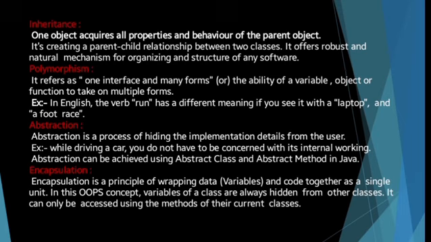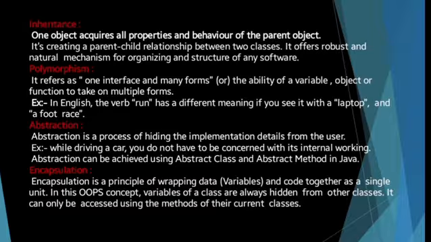Let us consider the word run. Its meaning changes depending on the context. For example, a person runs in a race. A car runs on petrol. A computer program runs on a computer. So these statements all have different meanings. So why do we use polymorphism? Polymorphism improves flexibility, makes programs easier to extend, reduces complexity and also supports code reusability.